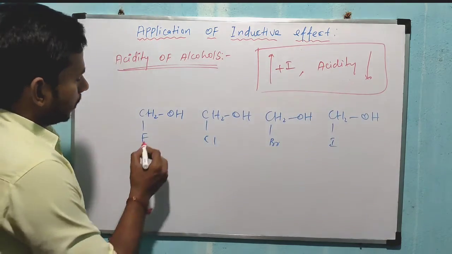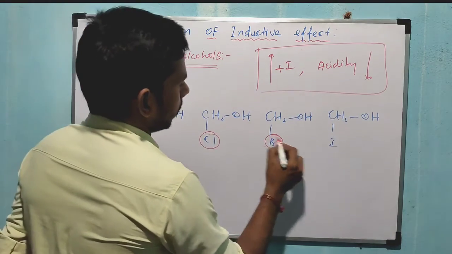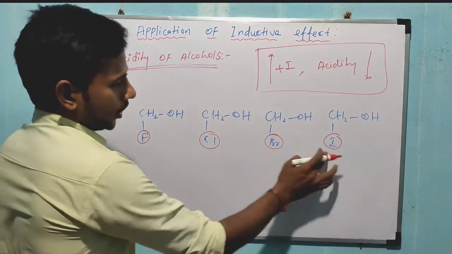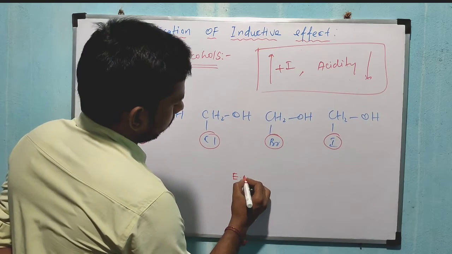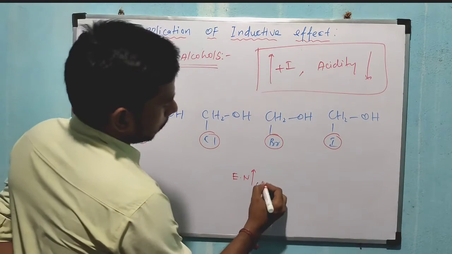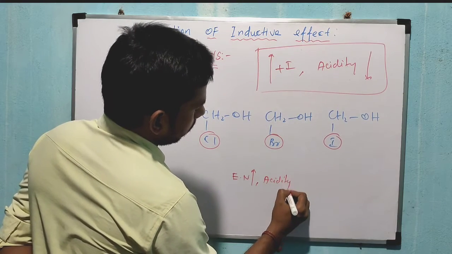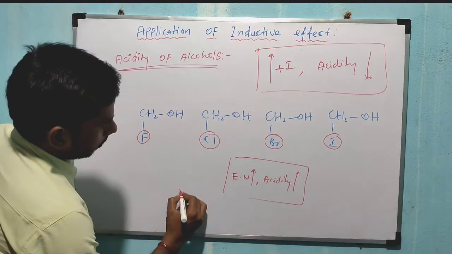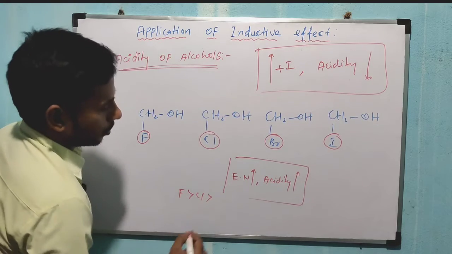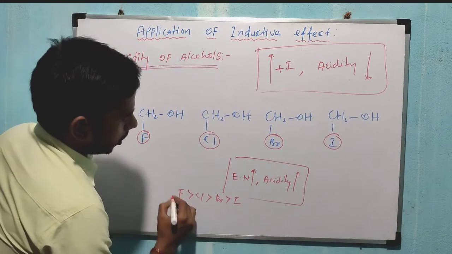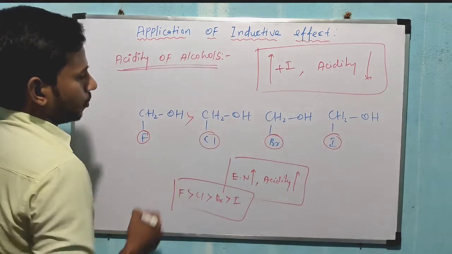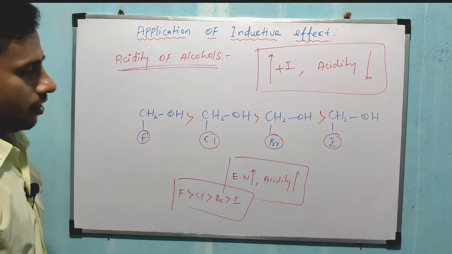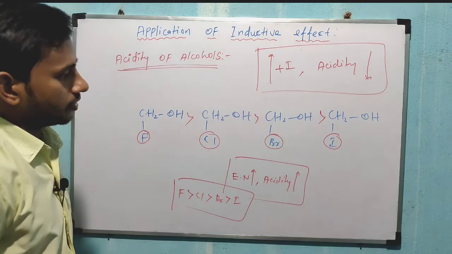See this example also. Here fluorine, here chlorine, here bromine and iodine are present, right? All are alcohols. So once the electronegativity of the atom increases, the corresponding acidity also increases, right? Acidity of alcohol also increases. So which one has more electronegativity? From the electronegativity point of view, fluorine is more compared to chlorine, chlorine is more compared to bromine, and bromine is more compared to iodine, right? So this is more acidic compared to this one. Now this is the increasing order of acidity of alcohols, right?